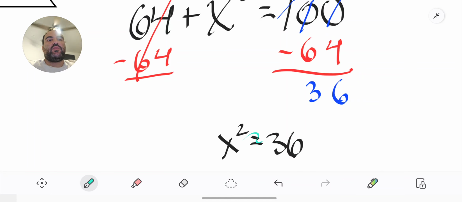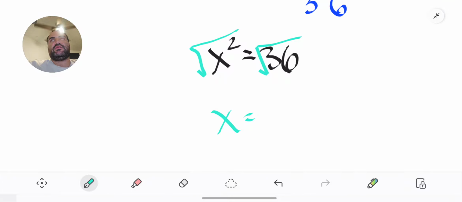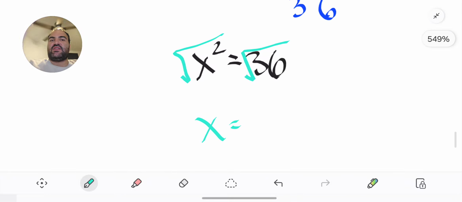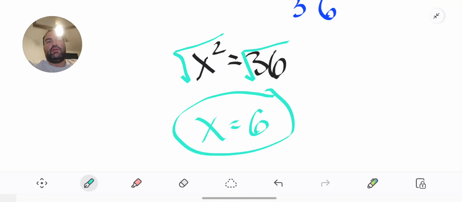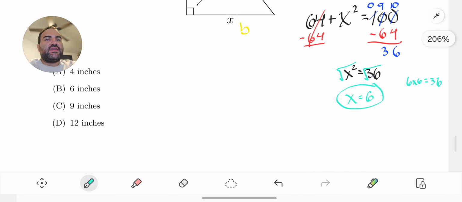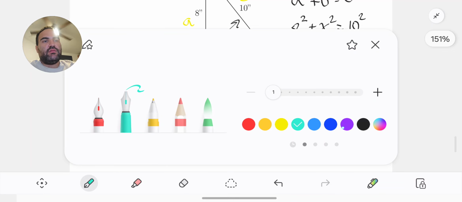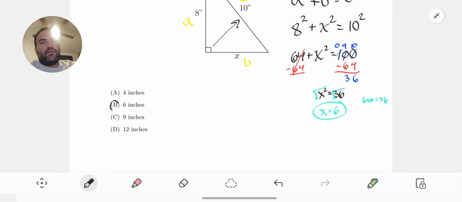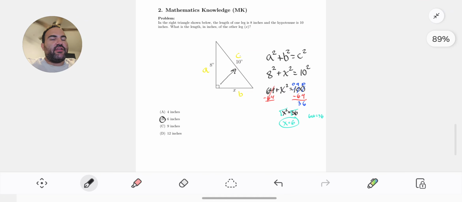To get rid of a squared, we have to square root both sides. And if you're not comfortable with square root, it's basically what times itself is 36. So something times something is 36, and it has to be the same number. 6. Because 6 times 6 is 36. 6 is my answer. Very good. And there you have it.